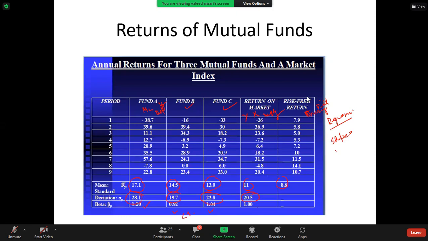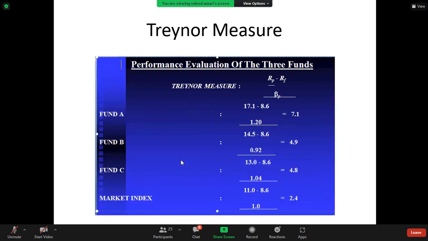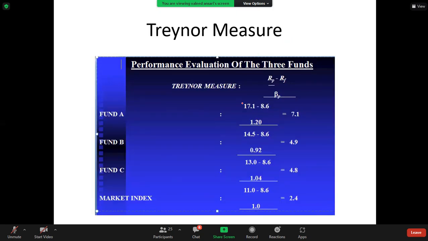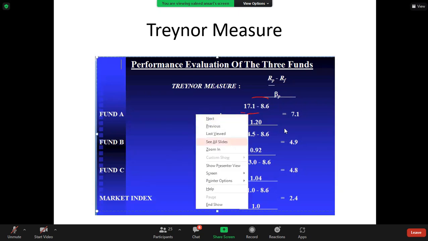Now you are asked to calculate the Jensen trainer, Jensen Sharpe trainer, and Jensen alpha. So what you will do is take these returns, 17.1 minus the risk-free rate, 8.6. Just, I'm sorry, there is some issue with this if you divide by 17.1.